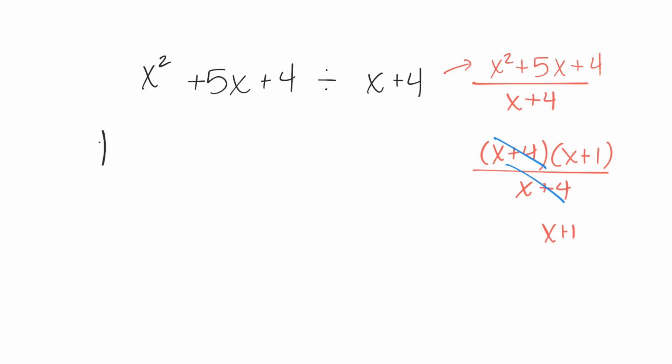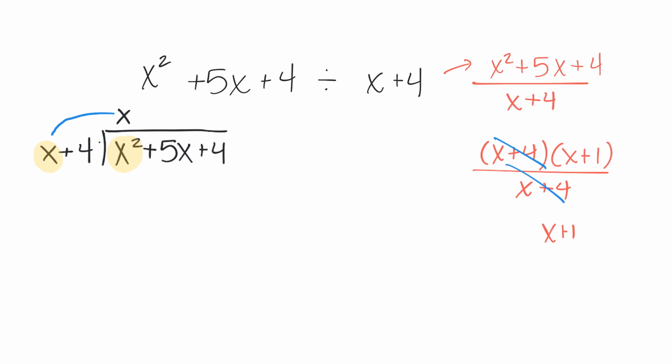So long division is a solution. So we're going to set this up like a long division problem. X squared plus 5x plus 4, and we're going to put our x plus 4 on the outside. Now, the first thing we're going to look at is our x squared and our x. And we're going to follow those same steps. How many times does x go into x squared? The answer is it goes in x times, right? Because x times x is x squared.